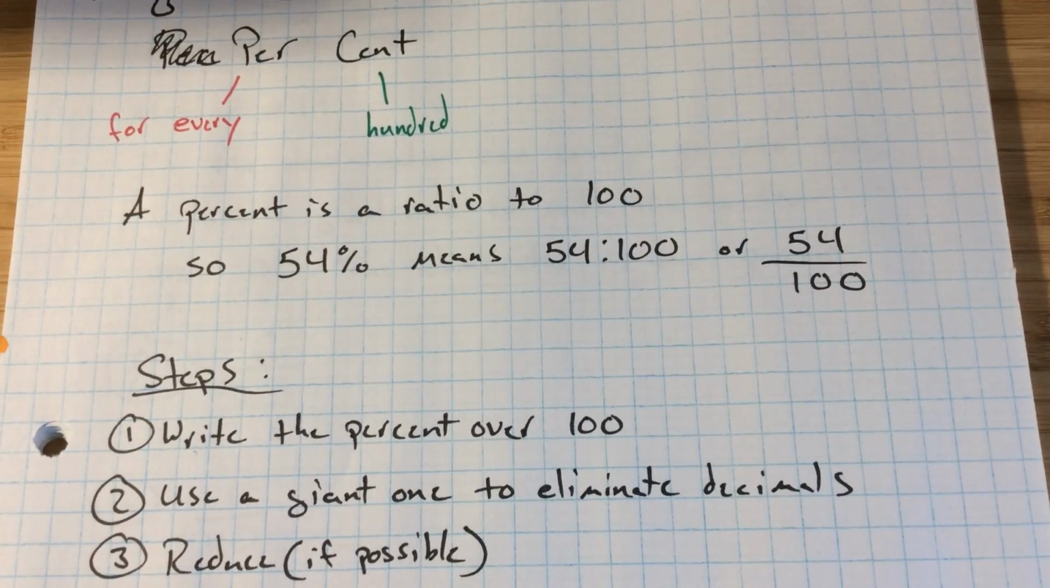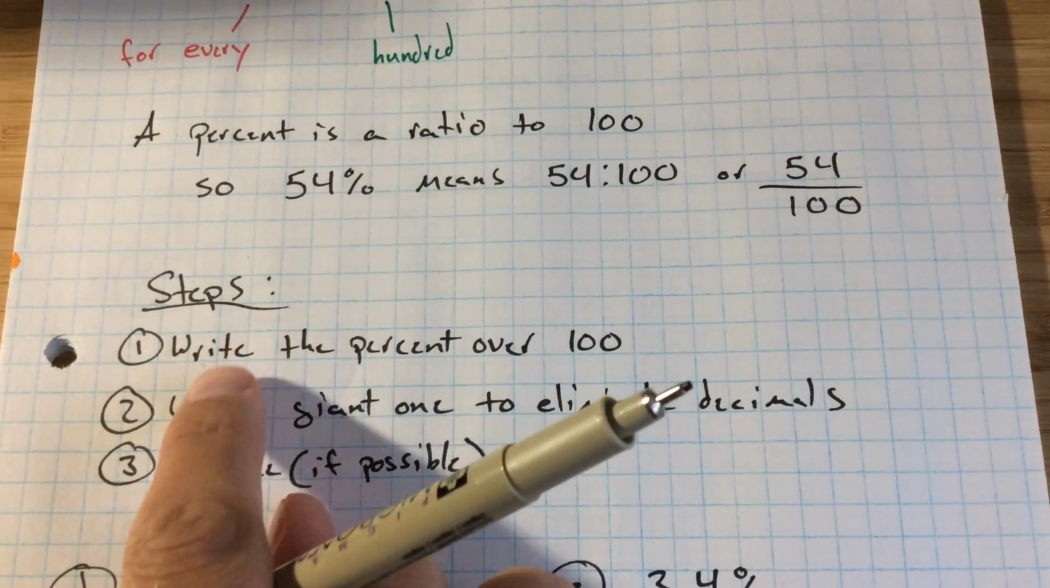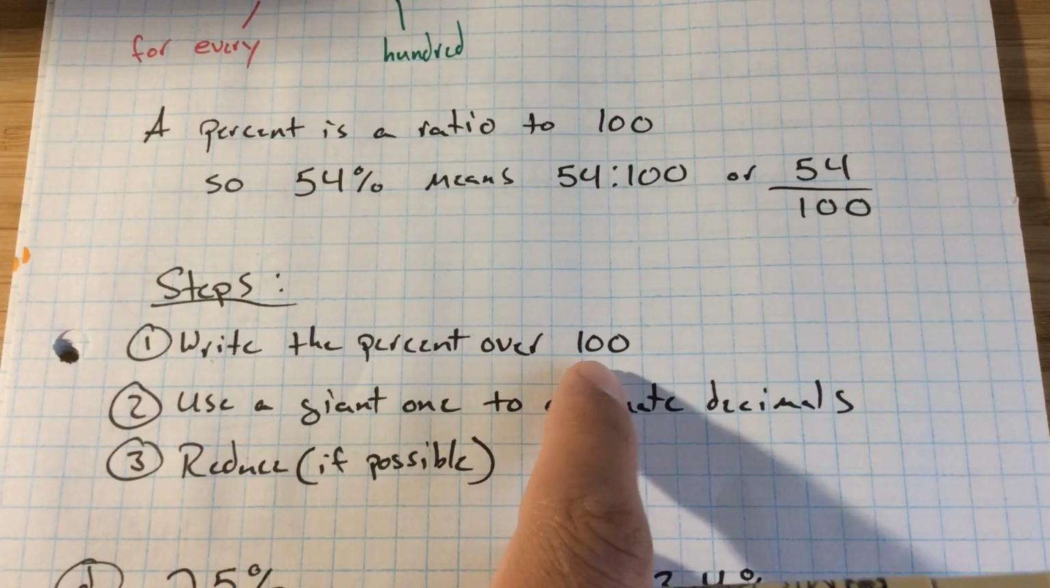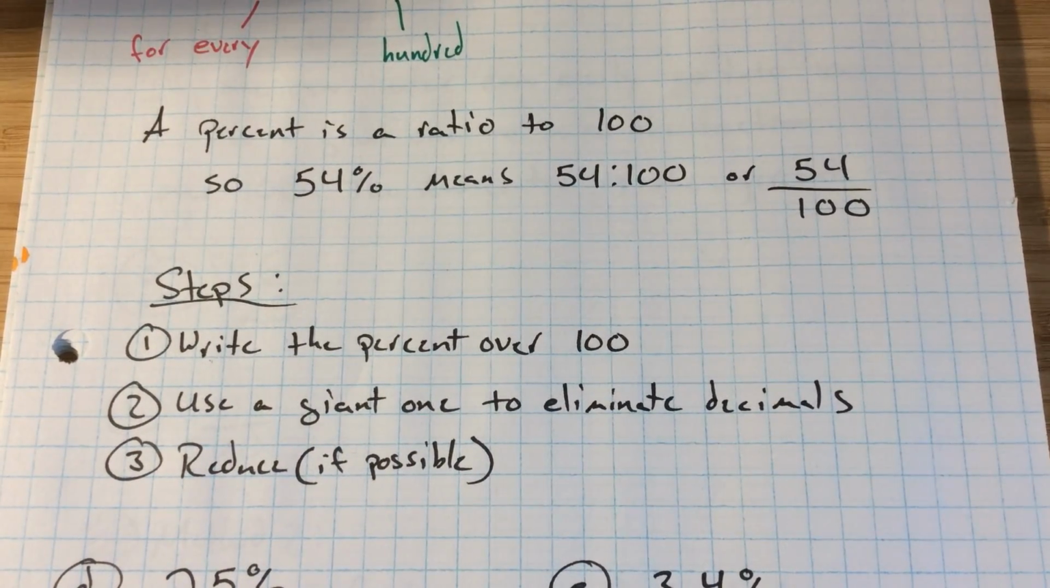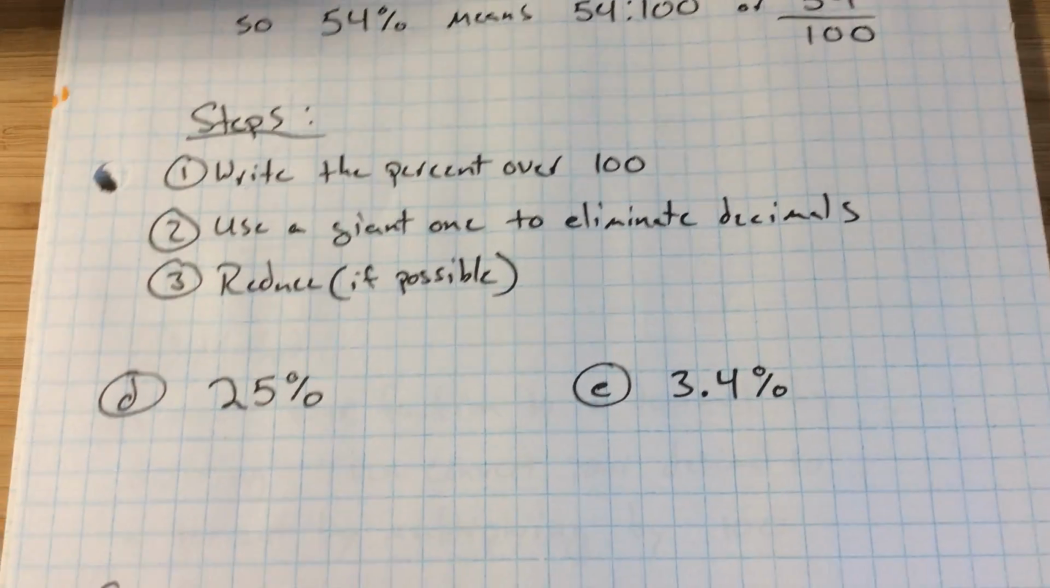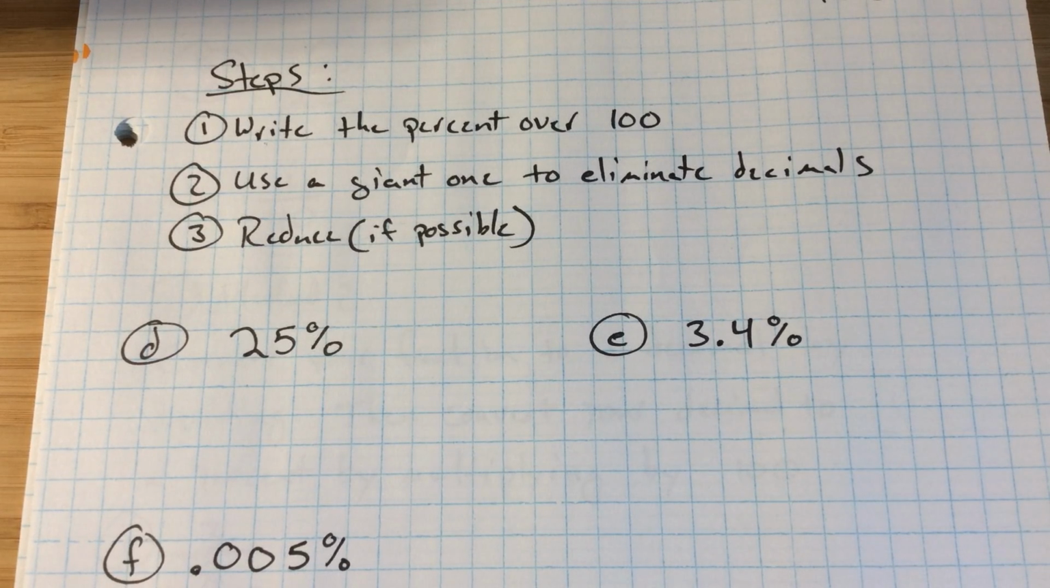To write a percent as a fraction, you're just going to write the percent over 100. Then you're going to need to use a giant 1 to eliminate any decimals. I'll show you what that looks like in a moment. And then reduce if possible. So let's start with a one that you might already know. So 25%. You might already know that this is 1/4, but you know, there's 4 quarters in $1. But let's do it anyways.